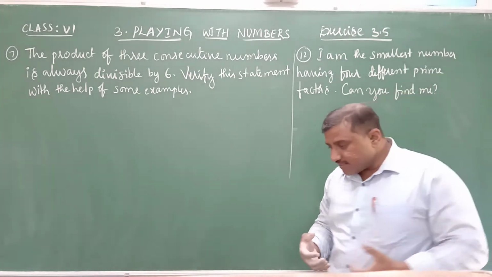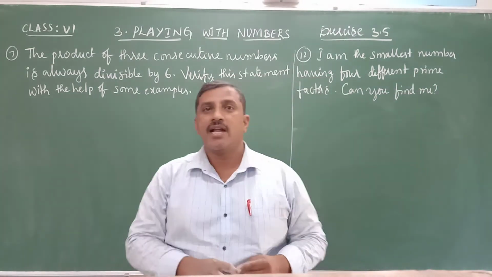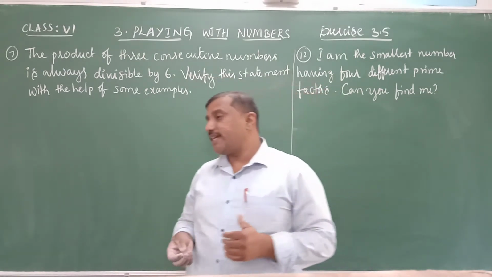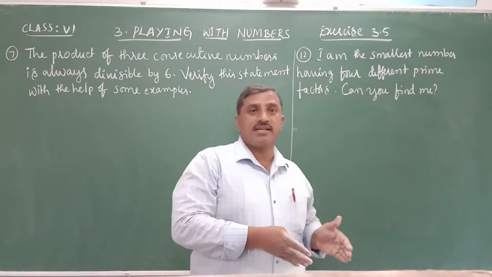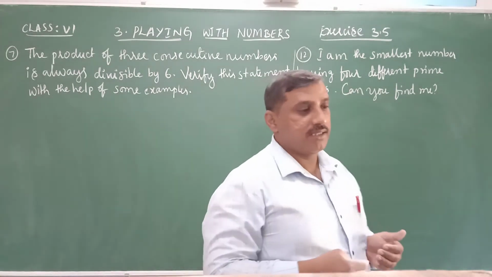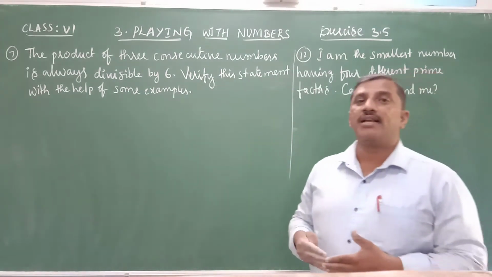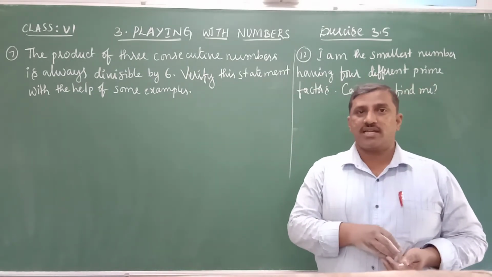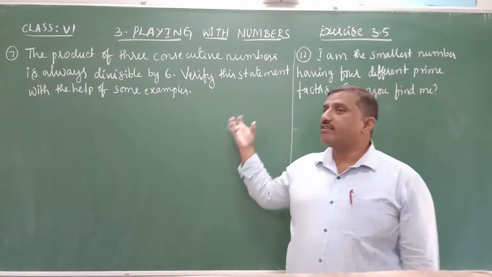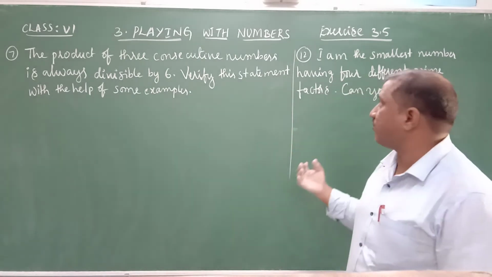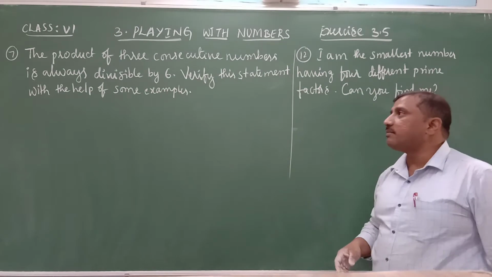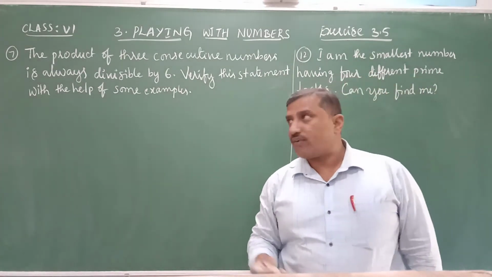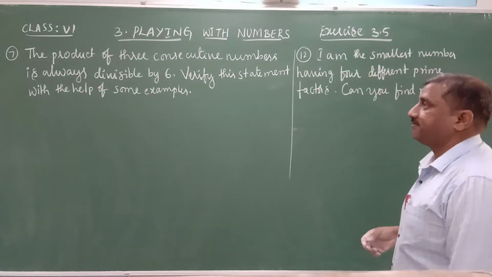So what we were discussing in the previous class, that is the third chapter, playing with numbers. In that we studied about common factors and common multiples, prime factorization. With that knowledge, we have solved some of the questions from exercise number 3.5 and we continue today the exercise number 3.5, question number 7.